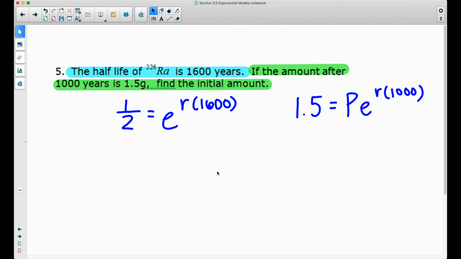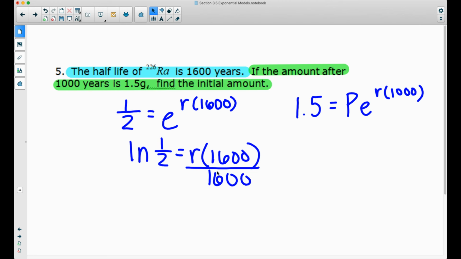So we take the first equation and get r by itself, and then we use that r to then solve for our initial, okay? So again, if you want to put that equals 1/2 on the other side, you can, but we have the natural log of 1/2. And then we're going to divide by 1,600. Now, I want to make sure we leave this in our calculators so we can have the most pure answer possible, but you can leave a rounded decimal at the beginning, just for note's sake.